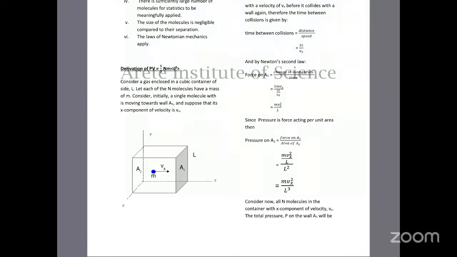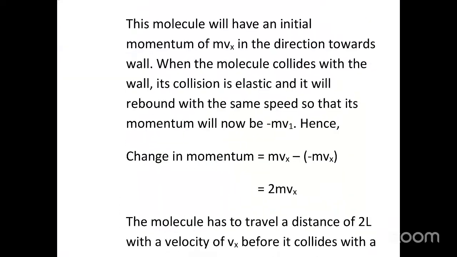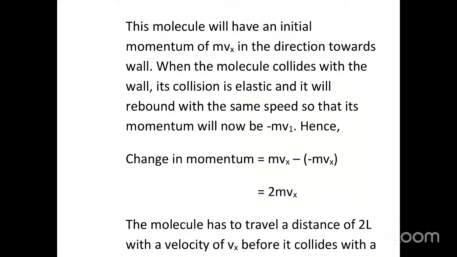First things first. This molecule will have an initial momentum of m times vx. The mass is m and the velocity is vx, in the direction towards the wall. When the molecule collides with the wall, the collision is elastic. What does elastic mean again? It conserves momentum, and it will rebound with the same speed. So now the velocity is minus vx. Are you okay with that? So it has the same speed when it bounces off the wall.